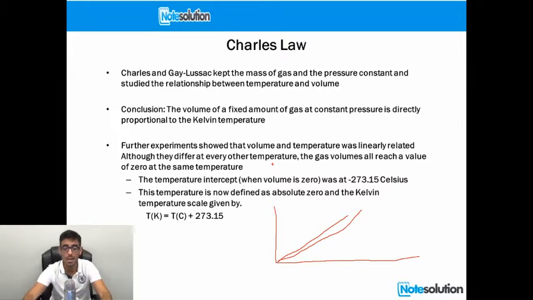Of course, this cannot be reached in a normal situation. You can never reach minus 273.15 Celsius. But of course, using graphing techniques and mathematics, they were able to pinpoint this exact location of minus 273.15 Celsius. So this temperature is now defined as absolute 0, and the Kelvin temperature scale is used. This Kelvin scale is based on this negative 273.15 Celsius. So what does this mean?